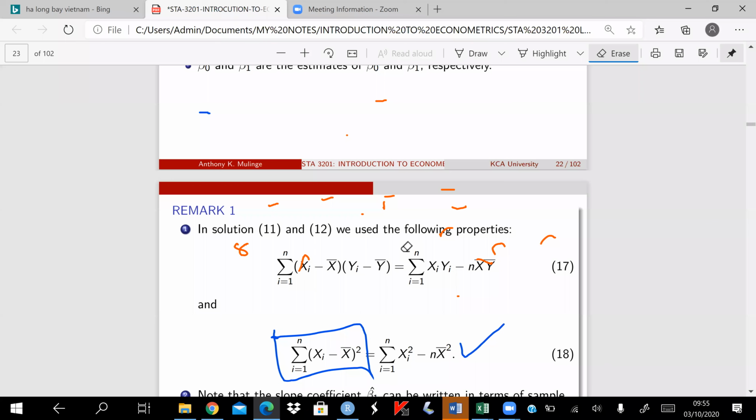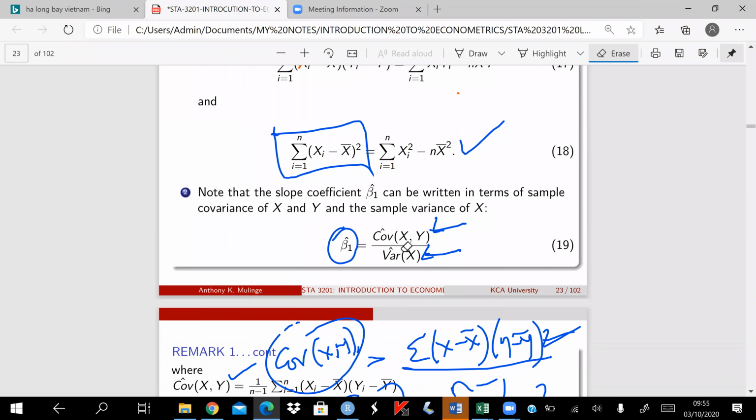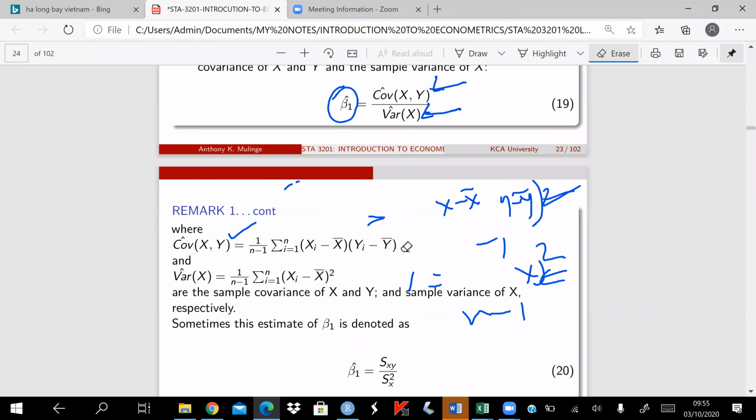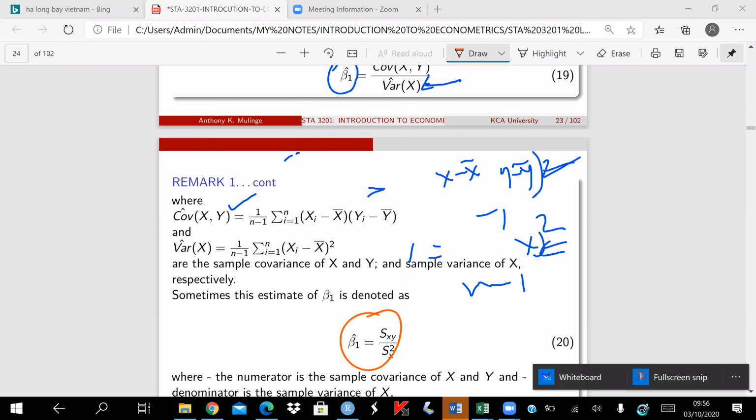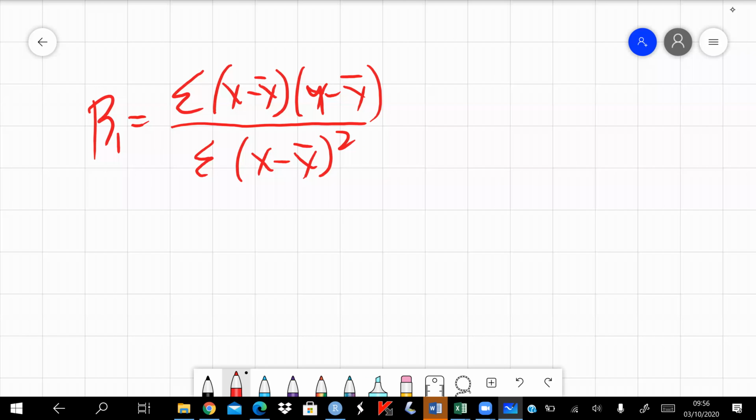So now let's proceed. We're saying that you can express beta naught in these two different ways, and so on and so forth. Then sometimes you can also express beta naught in this format. So let me switch to the whiteboard. So that's what we said, beta naught.